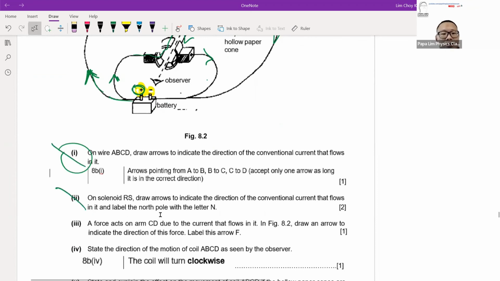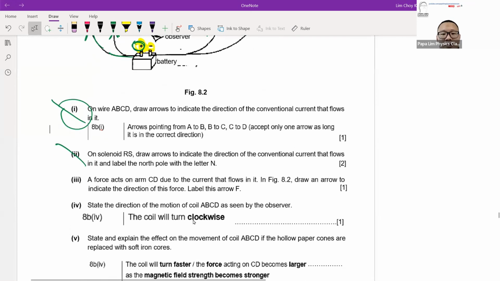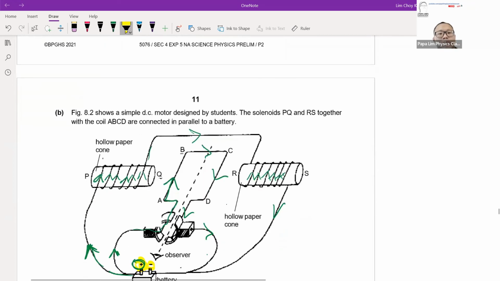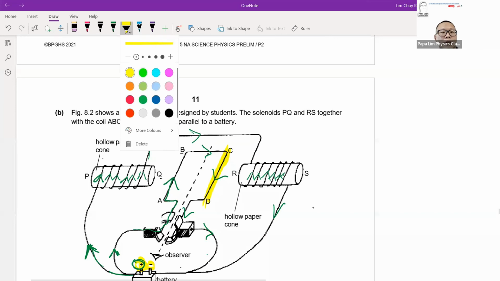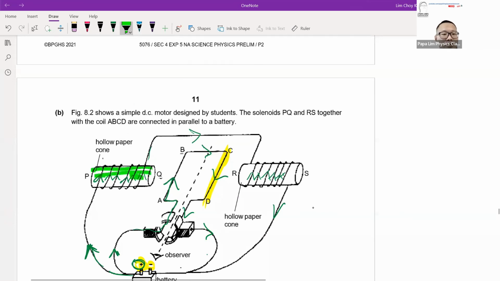A force acts on arm CD. Label the force, draw an arrow for the direction of the force. What force are we looking at? CD, we are looking at this branch. You have a current flowing in the magnetic field. How do we know it's a magnetic field? Because there is an electromagnet here. The current is going upwards. If you use the Maxwell right-hand grip rule, you'll find that this is the North Pole and this is the South Pole.